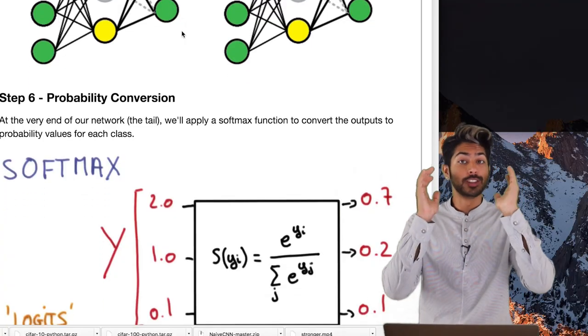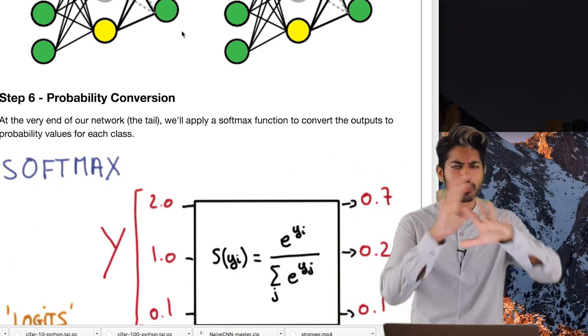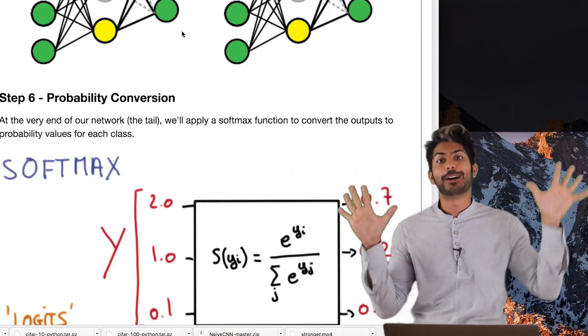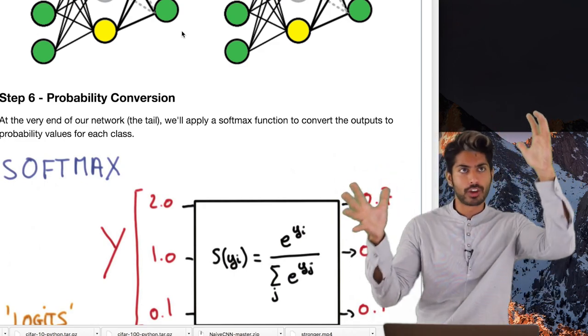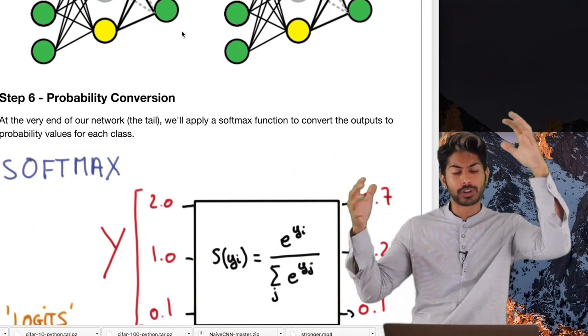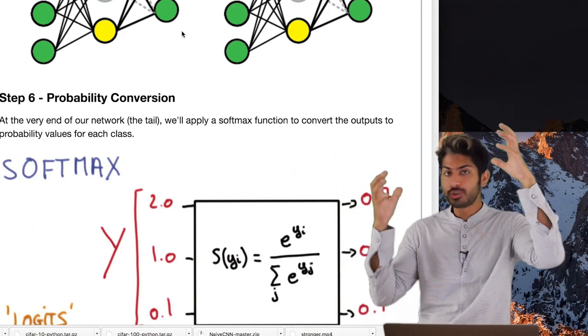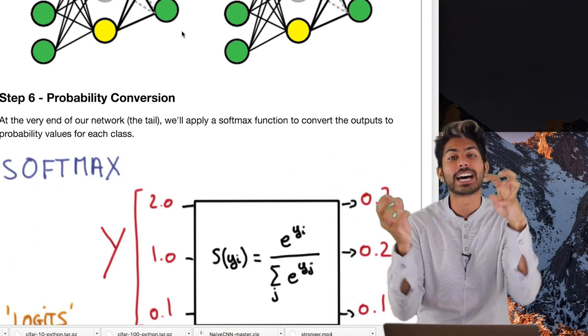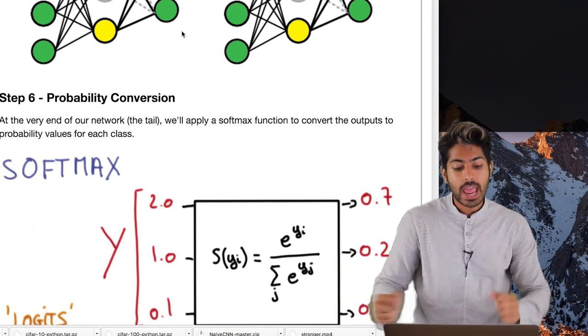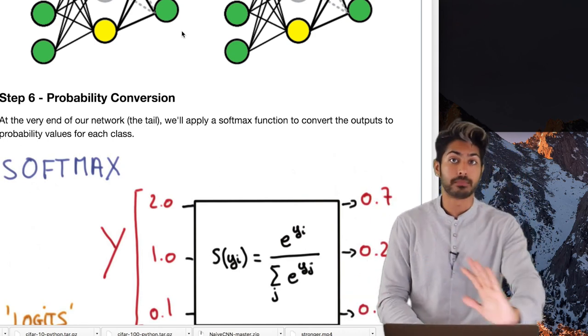Our last step is probability conversion. So we've got this huge set of values, all these little small images that are represented by this huge output matrix. And we want to take this huge set of values and make some sense out of it. We want to make probabilities out of it. And the way we do that is using a softmax at the end.